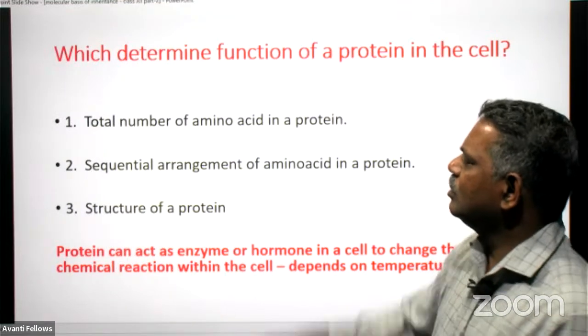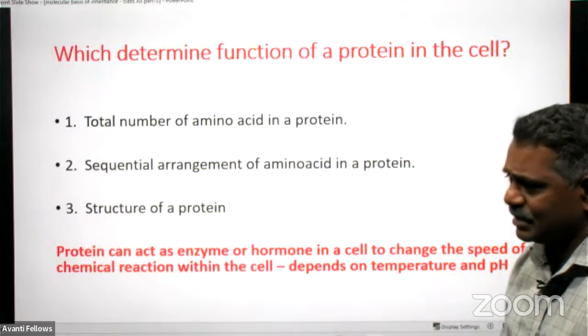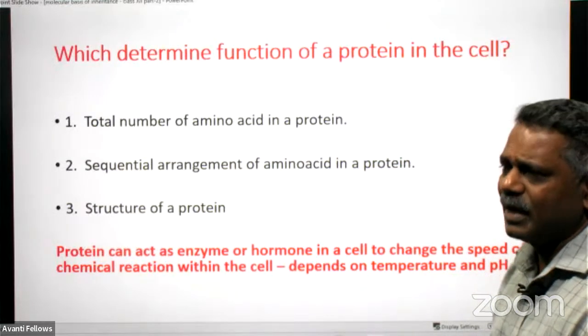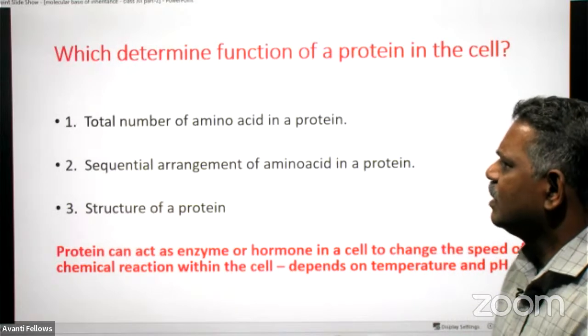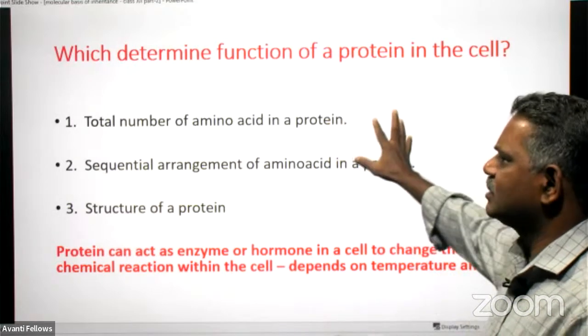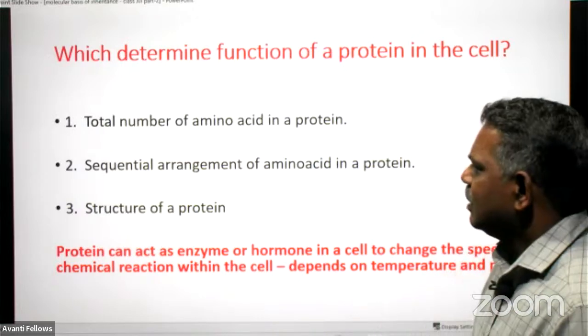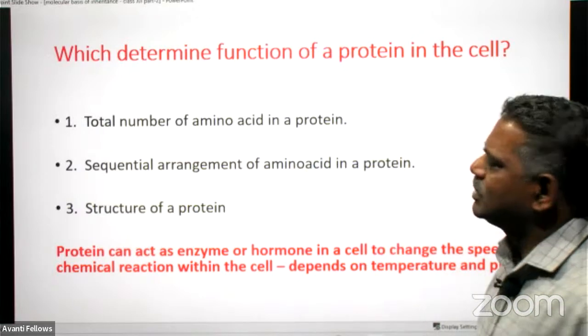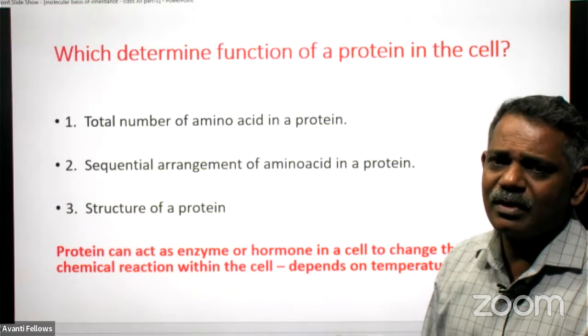So as I told you, what determines the function of a protein prepared in the cell, as an enzyme or as a hormone, as a carrier protein or as contractile proteins? One is the total number of amino acids present in the protein. That should be very correct. Then the sequential arrangement of amino acids in a protein. That is also very important, right?